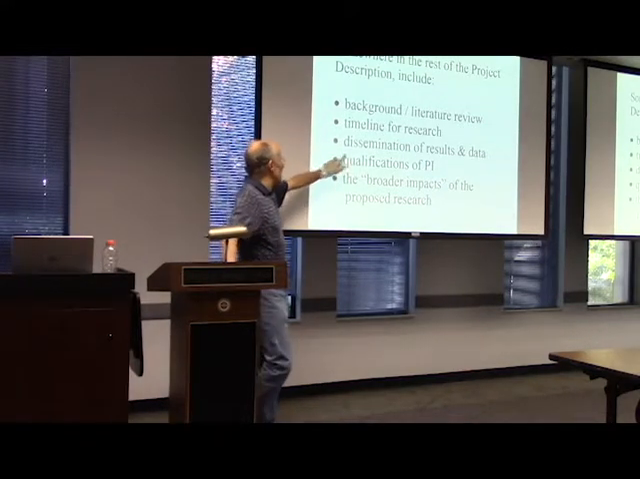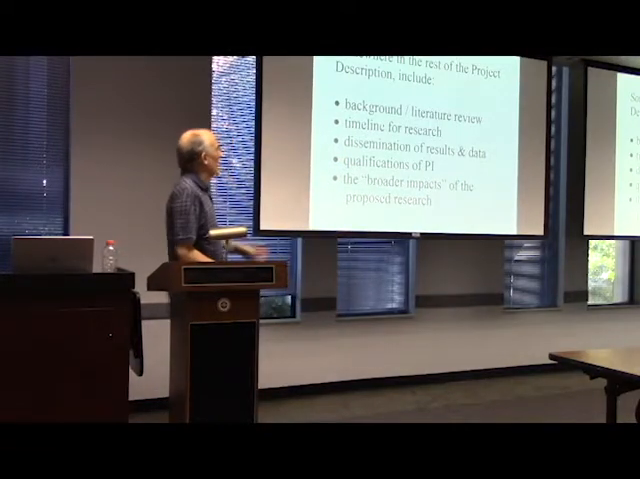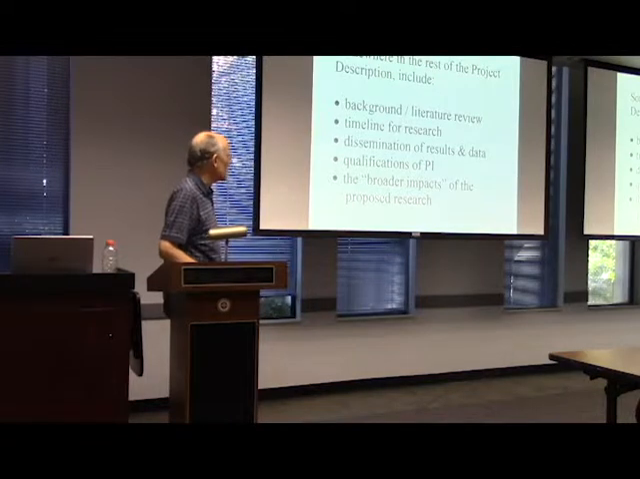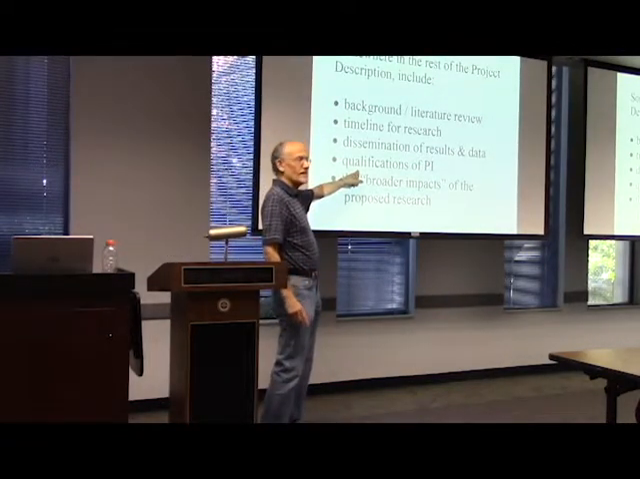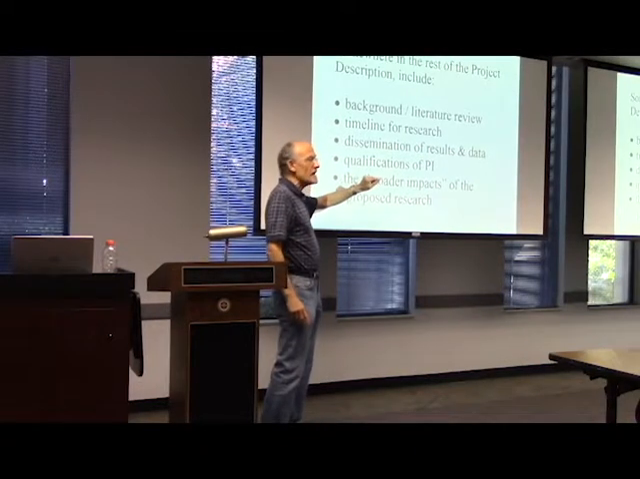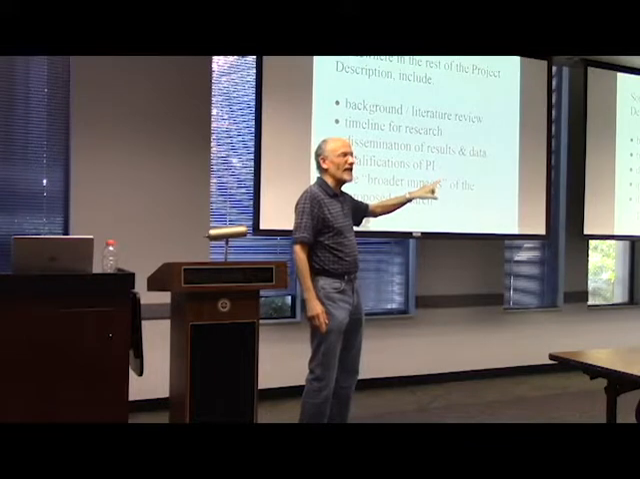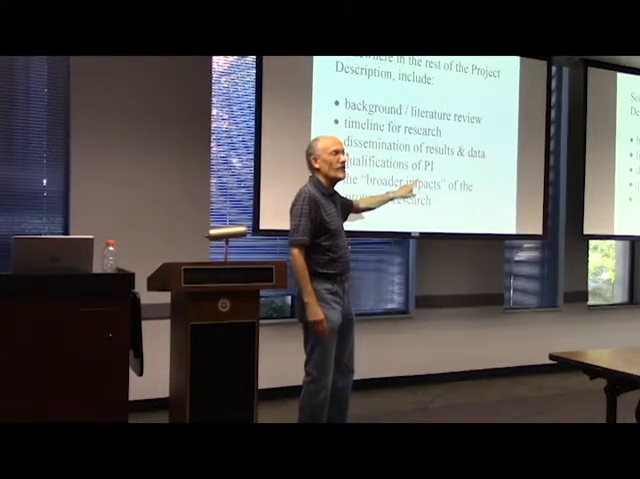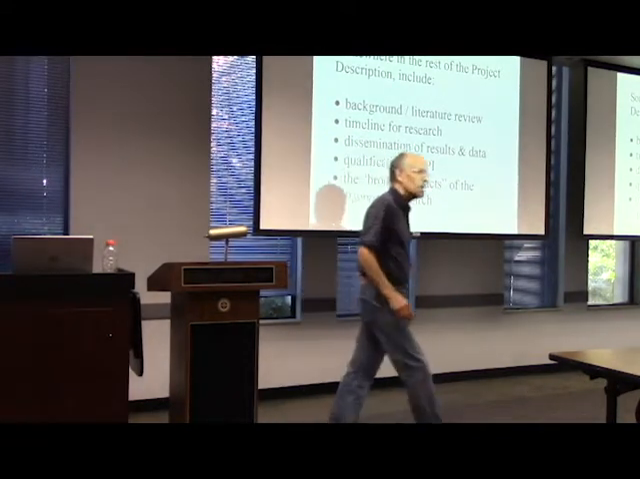I'll talk a little bit later about making a case for describing how you're going to disseminate results to the profession. There's got to be a section about the qualifications of the principal investigator. Again, people aren't seeing the finished product, they're just seeing a proposal, and you have to convince them that you can pull off what you're proposing to do, and then some discussion of the broader impacts.